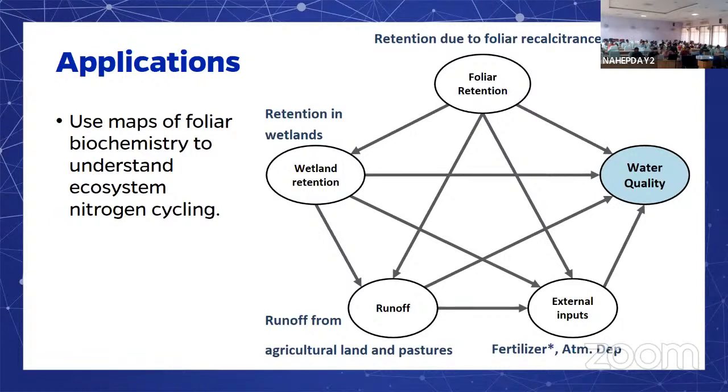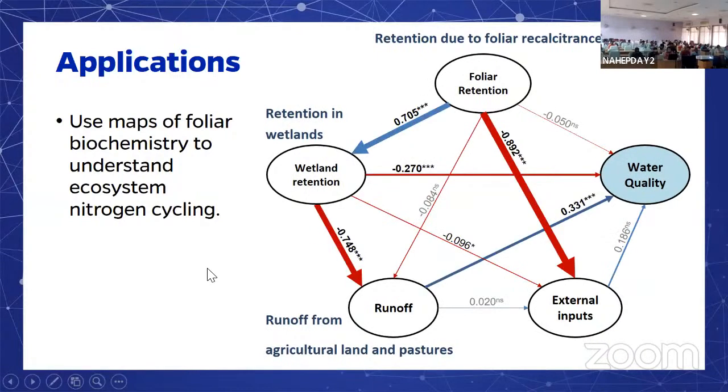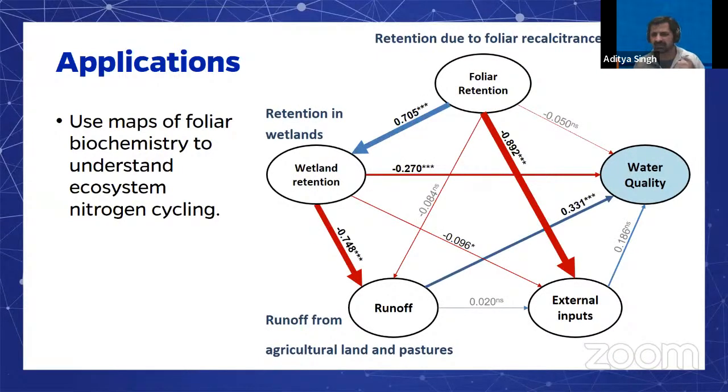So we did this research up in the upper Midwest, which is Wisconsin. And we said, well, we have maps of foliar biochemistry. Can we understand how forest ecosystems cycle nutrients differently from agricultural ecosystems? So we proposed this model, we put in the data, and then we fit it. And if you look at the size of the arrows, they basically say this is the strength of this relationship, and the color sort of talks to whether it's a positive or a negative interaction.